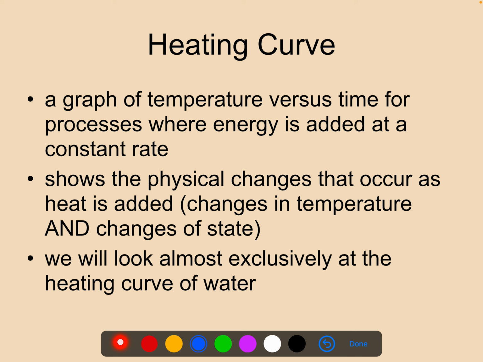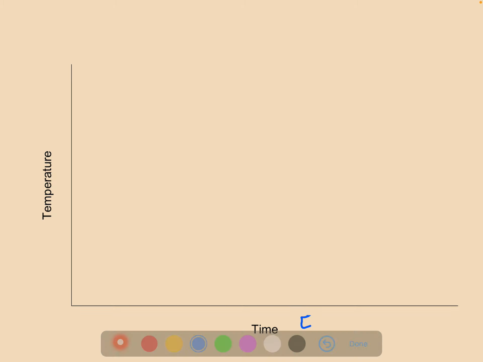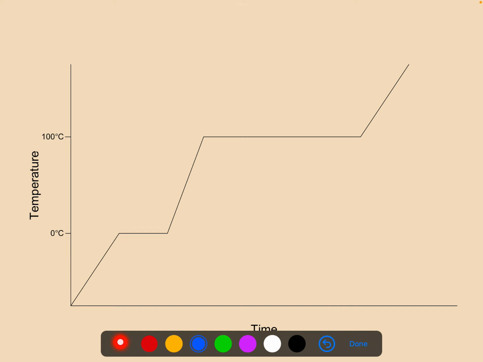So looking at the heating and cooling curve, we said that it graphs the temperature compared to time. Sometimes you'll also see energy on the bottom axis, because as time goes by, a constant amount of energy is being added. So sometimes you'll see time on the bottom, sometimes you'll see energy. Something to note with water, it is going to have this basic zigzag pattern, and it will have 3 slanted parts and then 2 flat lines.